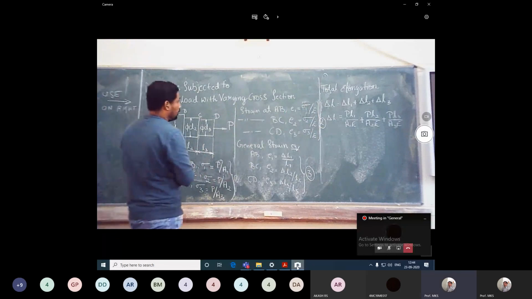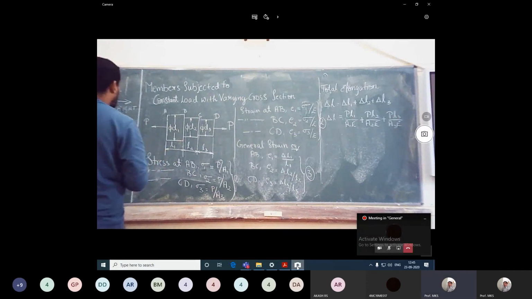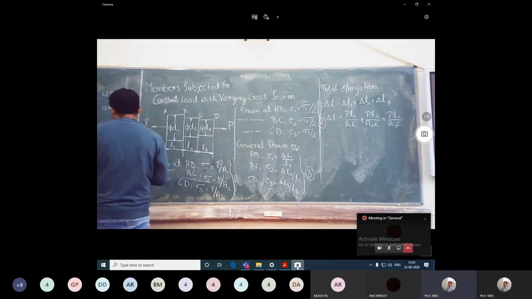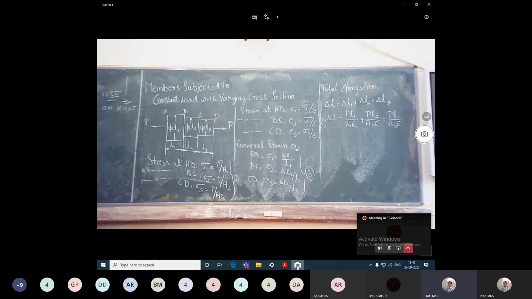Derive the expression for change in length for a stepped bar of diameters D1, D2, D3 and lengths L1, L2, L3, subjected to a tensile load P. If that is the question asked, you need to derive this, right?